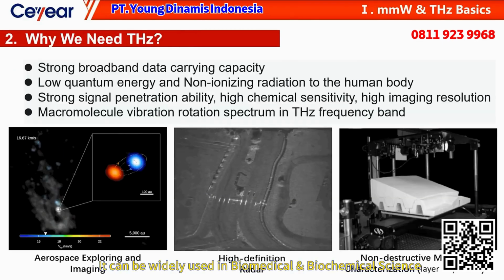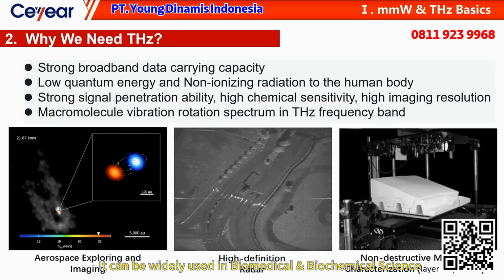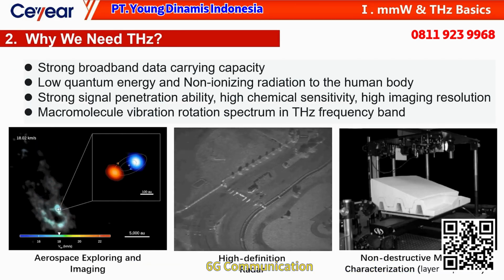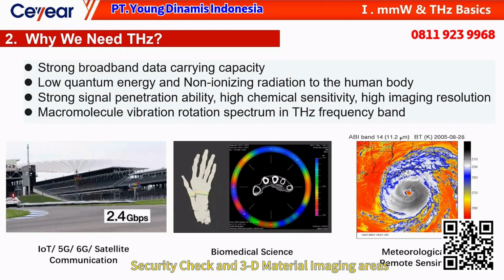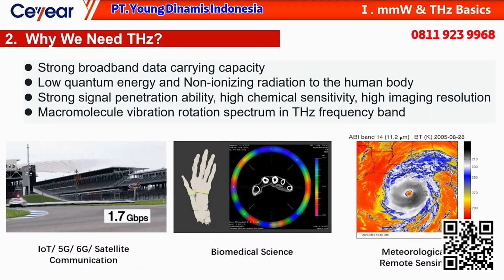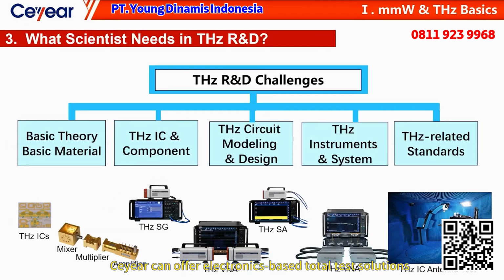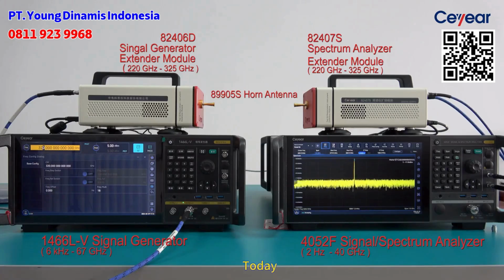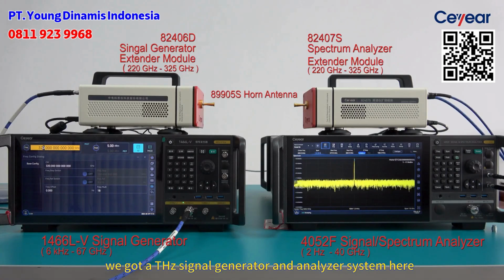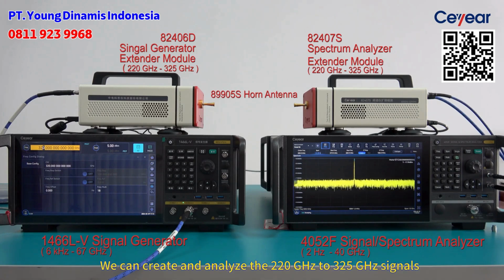We know Terahertz is one of the top 10 leading technologies that can change the future world. It can be widely used in biomedical and biochemical science, 6G communication, high-resolution radar, security check, and 3D material imaging areas. Ceyear can offer electronics-based THz test solutions from 50 GHz to 1.1 THz. Today, we show the THz Signal Generator and Analyzer systems here. We can create and analyze the 220 GHz to 325 GHz signals.